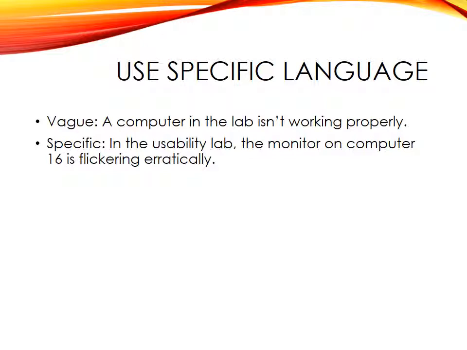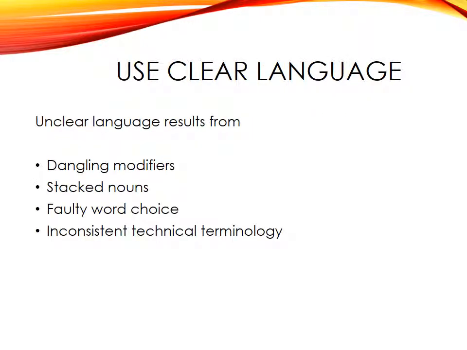So I need to be specific when I put in my request for them to repair something. I can tell them, in the usability lab, the monitor on computer 16 is flickering erratically. Okay, so we know what lab, which computer, and what the problem is. You want to use clear language.